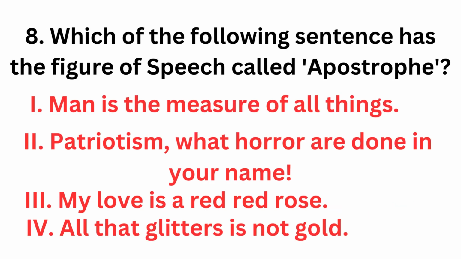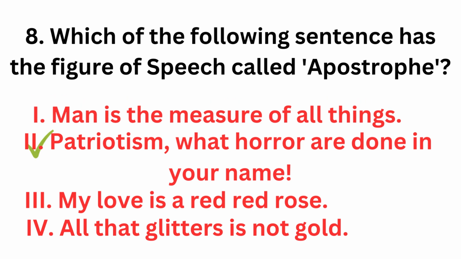Next is, which of the following sentences has the figure of speech called apostrophe? Again, the same question. I already told you that in apostrophe we call directly someone who is absent, who is non-living, or we can say an inanimate idea or thing. We can check here: patriotism, what horrors are done in your name? Here we have an apostrophe mark also, and we are directly calling to patriotism, which is an inanimate idea. So here the figure of speech used is apostrophe.